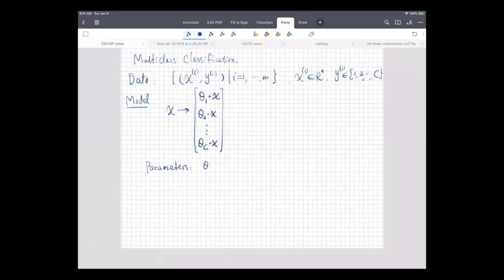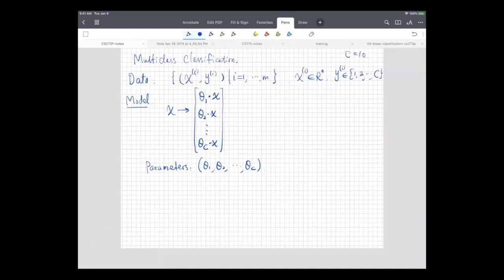Let them be theta 1, theta 2, up to theta C. C is the number of classes here. For instance, it could be, say, C equal to 10. Just keep it as one example here. So if C equals 10, that would be a 10-class classification problem. So this would be theta here.